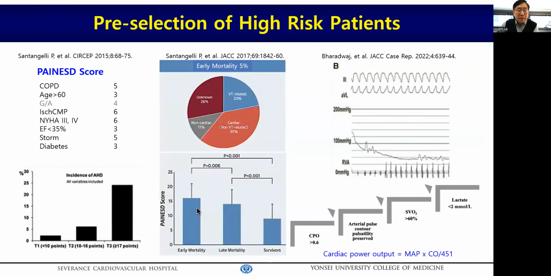UPenn group suggested PAINESD score, including COPD, age, ischemic cardiomyopathy, heart failure, storm, and diabetes. And 30-day early mortality after VT ablation with heart failure is known to be about 5%. However, early mortality is even higher in patients with PAINESD score over 15. Because blood pressure and circulation become very poor after VT induction, you need to carefully monitor cardiac output, arterial pulse, pH, or lactate level.